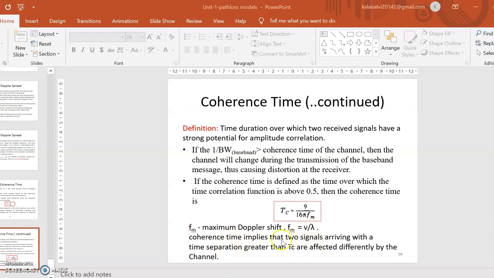If there are two signals arriving at a time separation greater than Tc, they are affected differently by the channel. So the time separation should be within the coherence time. Then only the signal will not be distorted. Otherwise, the signal will be distorted.